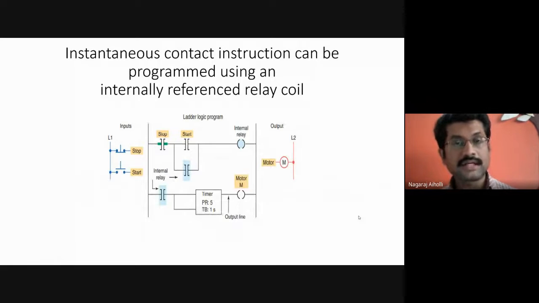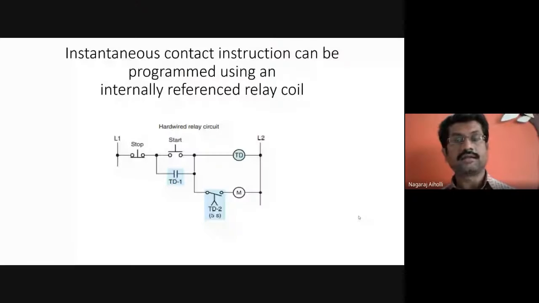Is this clear, students? This concept here: the meaning of instantaneous contact instruction and the meaning of timed instruction. Instantaneous contact instruction is the one which provides immediate output, immediate output once the timer is turned on. Timed contact, even though it provides the output, is not immediate, but after a certain time duration. This is the difference between instantaneous contact and timed contact. Instantaneous means immediate, timed means after a certain time duration.